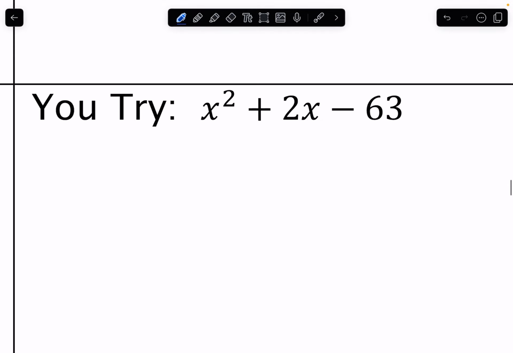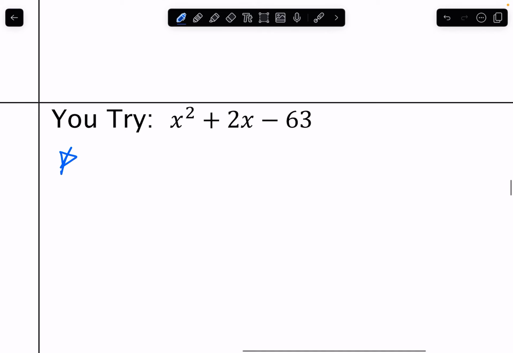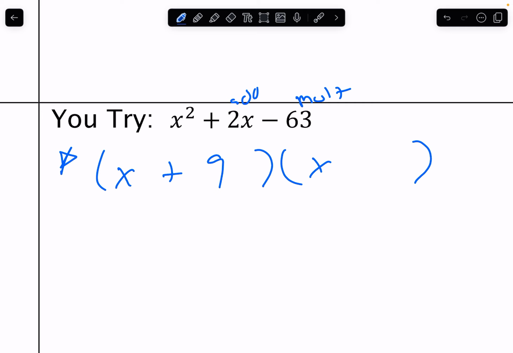All right, go ahead and see if you can do this one here. So we have to go ahead and figure out what two numbers multiply to this guy and add to this guy. So the two numbers that should have worked for you here are x + 9 and x - 7. Now, the order doesn't matter.